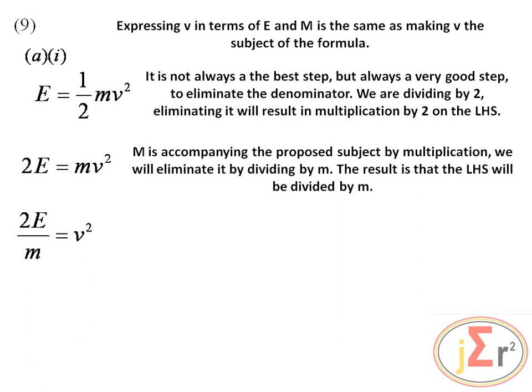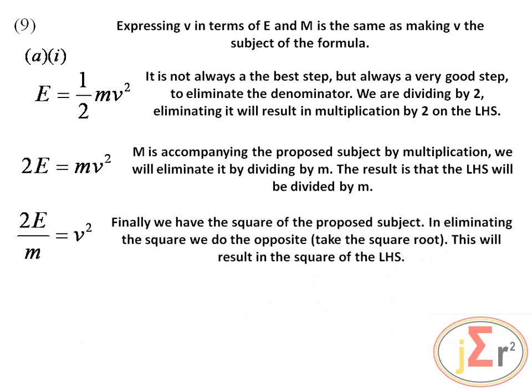Finally, we will eliminate the square. What is the opposite of square? The opposite of square is square root. We will take the square root of both sides, thereby eliminating the square from the right hand side, and on the left hand side we will have the square root of all of 2E over m.